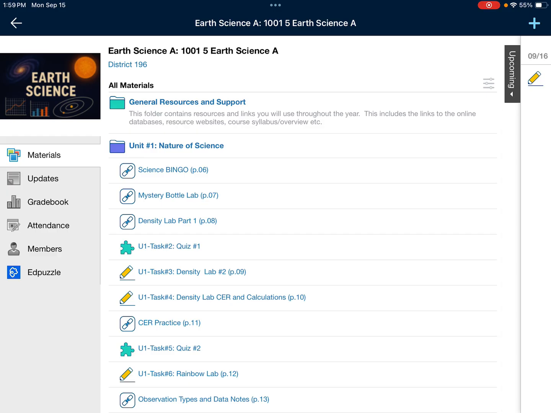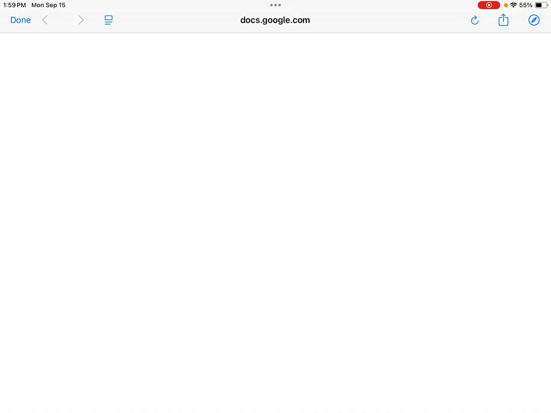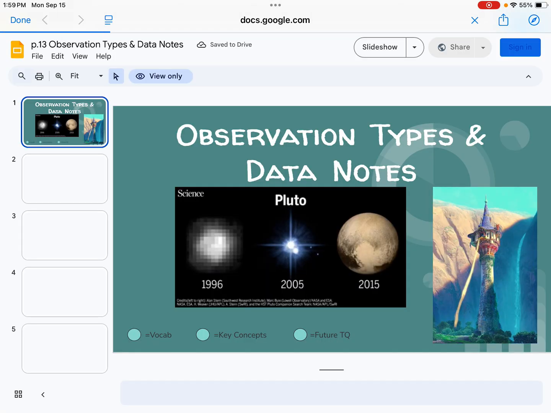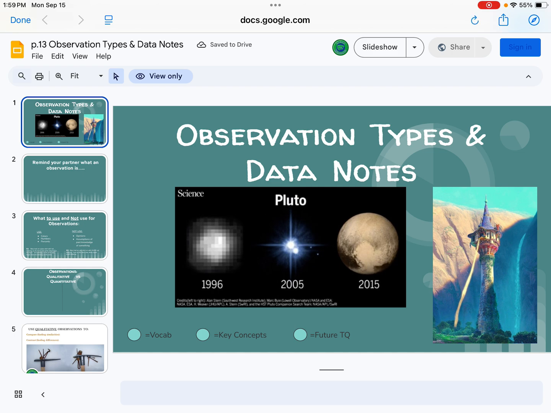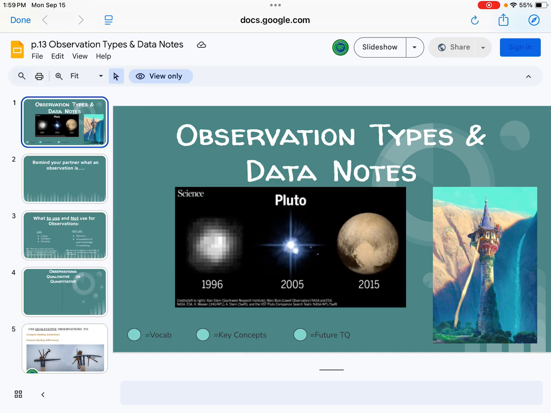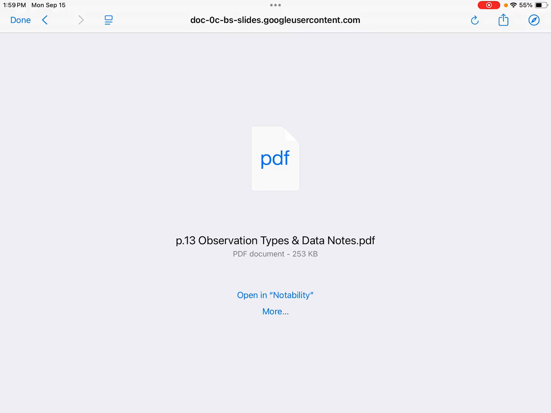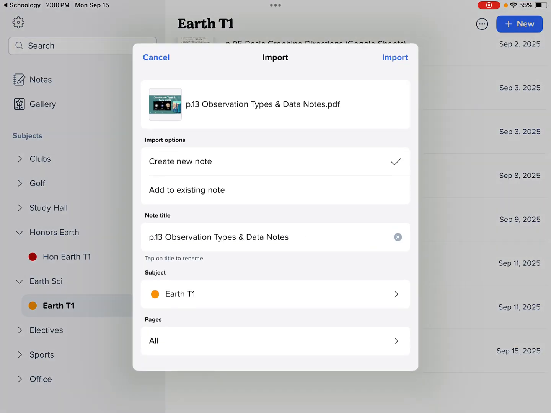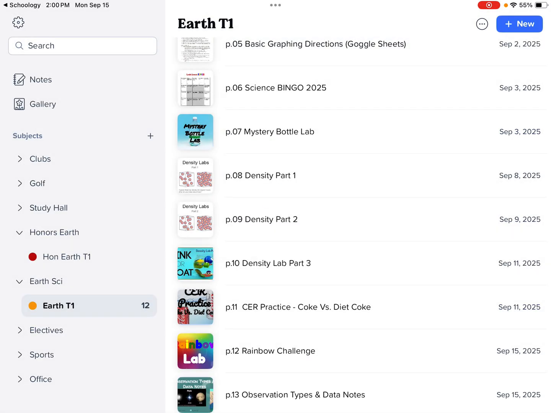So there we go, observation types and data notes. Go ahead and pull that up. I'll put page 14 up there by the time you guys get it. I'm going to download it as a PDF, and it's going to put this into my Notability. Make sure it's going to your Earth Try 1 folder and import.